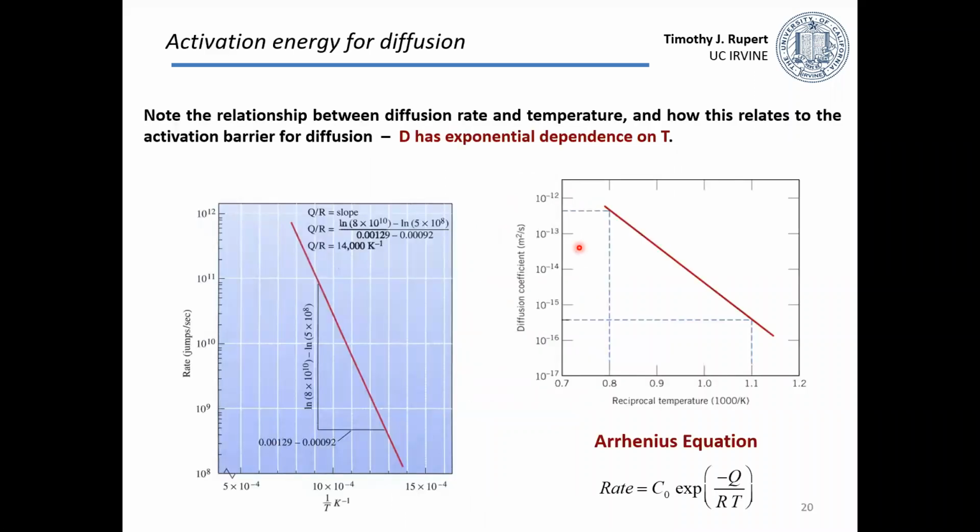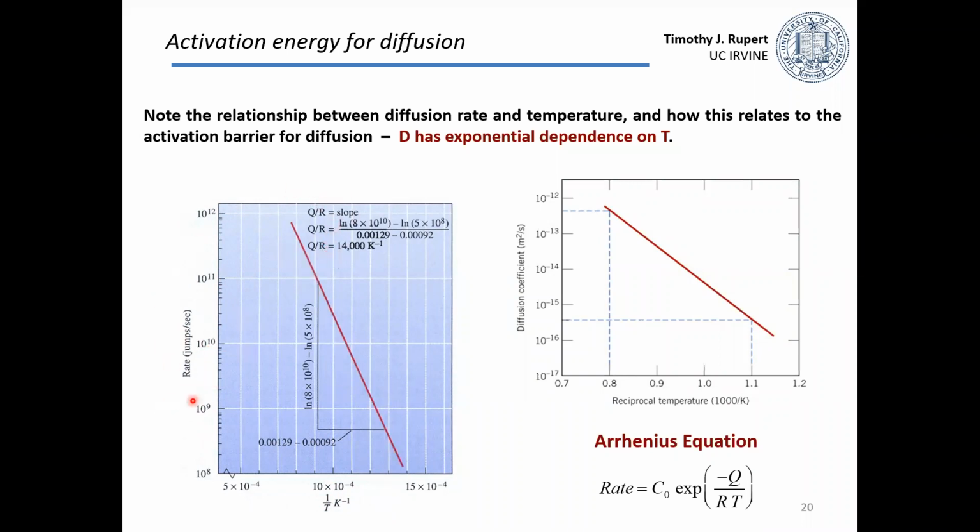So this is some real data. You could look at what the rate of jumps per second is plotted against inverse temperature. And this is on a log scale on the Y, which means that small changes in the vertical direction are big changes in the diffusivity. So these are labeled as order of magnitude changes. And the slope of this line is going to be just Q divided by R.